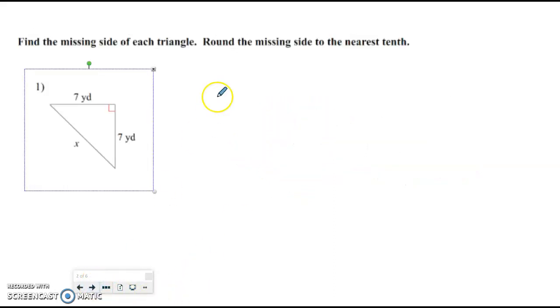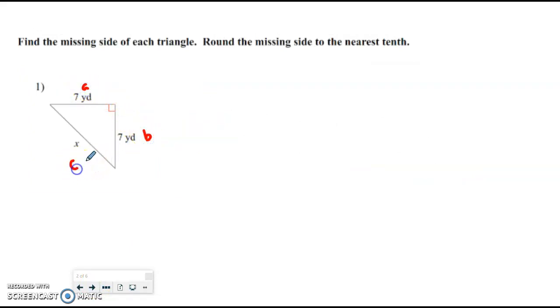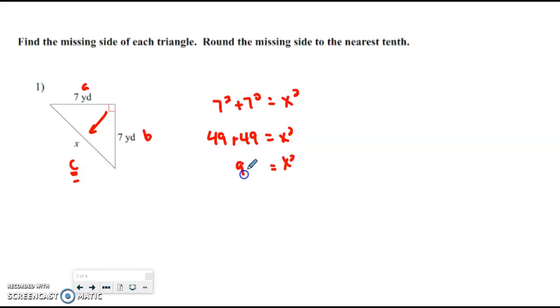So let's just look at a couple examples. This one's not that bad. We can call this A, we can call this B, and C. C is always across from the right angle, so that's always going to be the easiest one to find. So we can do 7 squared plus 7 squared equals x squared. So we got 49 plus 49 equals x squared. It does turn out that x squared equals 98.